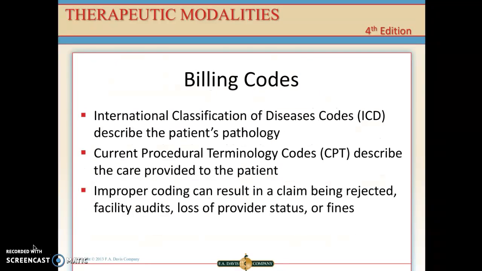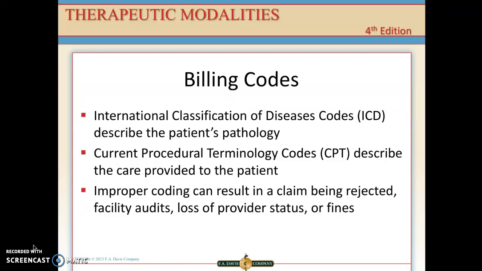Okay, so one of the last big concepts we want to talk about then are billing codes. In this section, we're going to talk about the International Classification of Diseases codes. These are referred to as ICD, and they are numbers assigned to the patient's pathology. Then we're also going to talk about current procedural terminology codes, or CPT, and that describes the care provided to the patient. So if you're going to be engaged in third-party billing, you're going to have to be really good at applying these billing codes correctly.